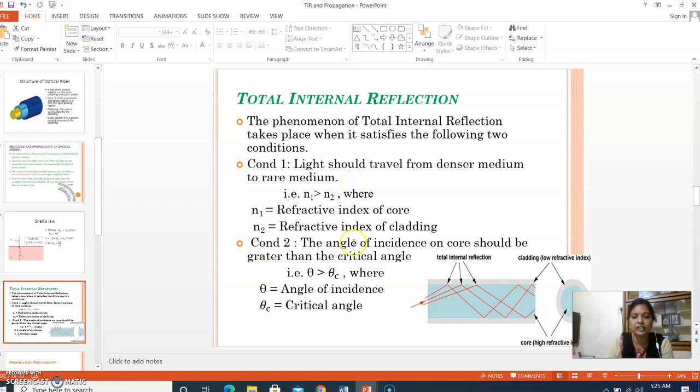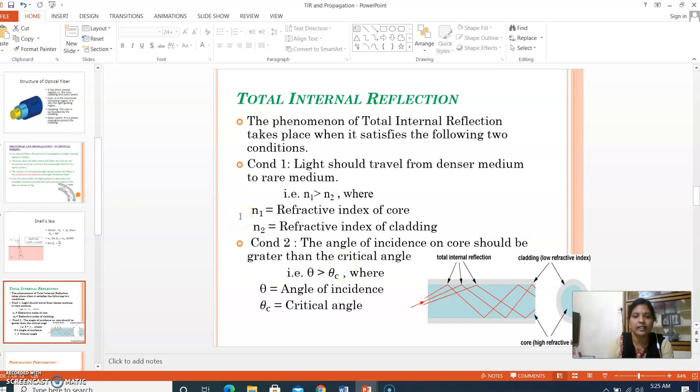The second condition is the angle of incidence on the core should be greater than the critical angle. It is nothing but total internal reflection. That is, theta should be greater than theta c, where theta is the angle of incidence and theta c is the critical angle. Then total internal reflection will take place.